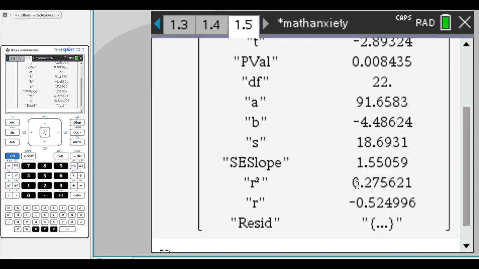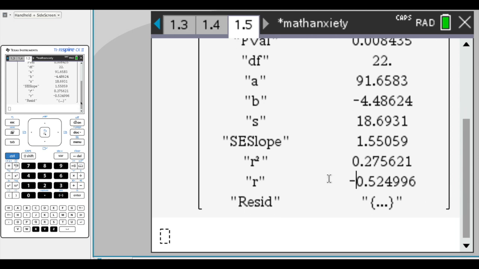We get our r squared and we get our r value. And because our slope is negative, r is negative. And if you guys forgot, you can always take the square root of r squared, and then you just have to remember what the sign is.